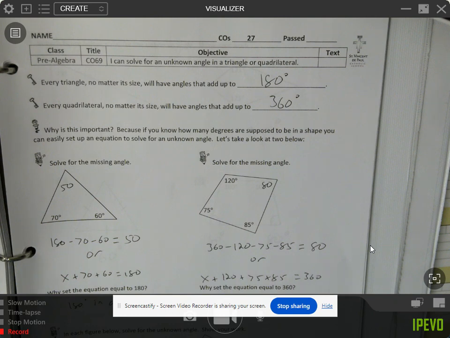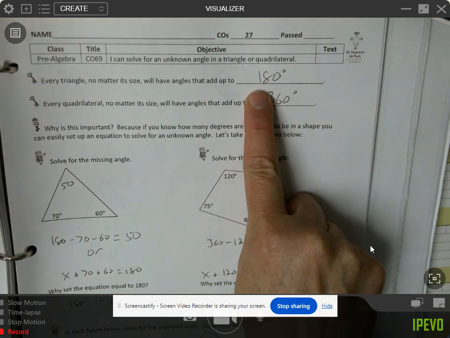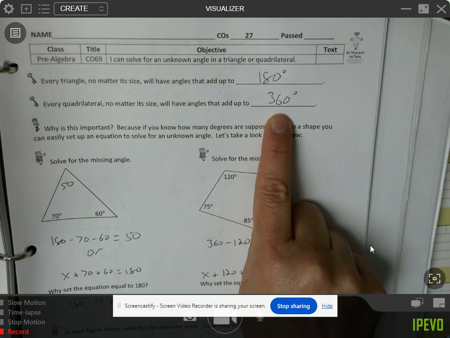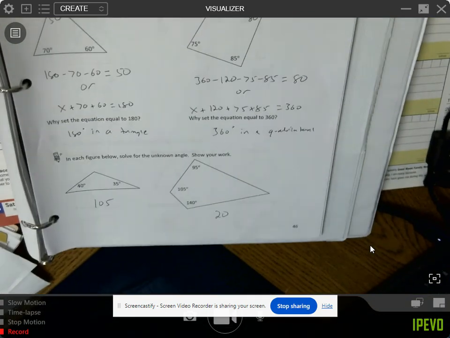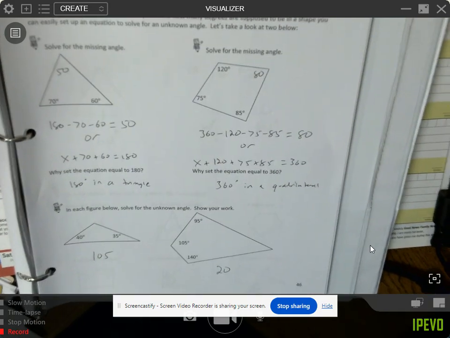So let's look at our CO69. We were talking about solving for an unknown angle in a triangle or quadrilateral. Important things to take note. Triangles always, all three angles equal 180 degrees. Quadrilateral, all four angles always add up to 360 degrees. It is important to know those. So let's look at our angle measurements.